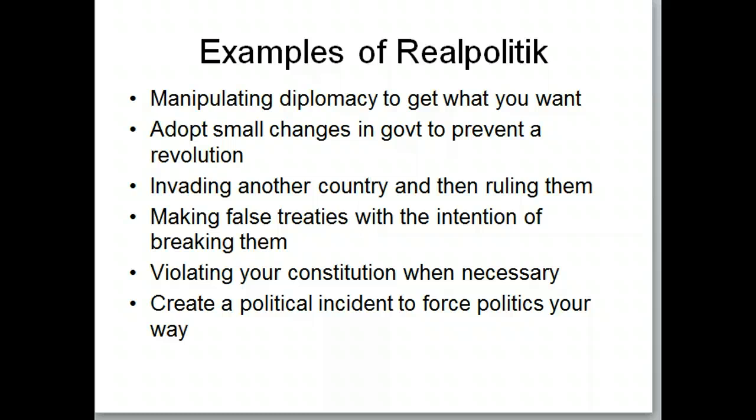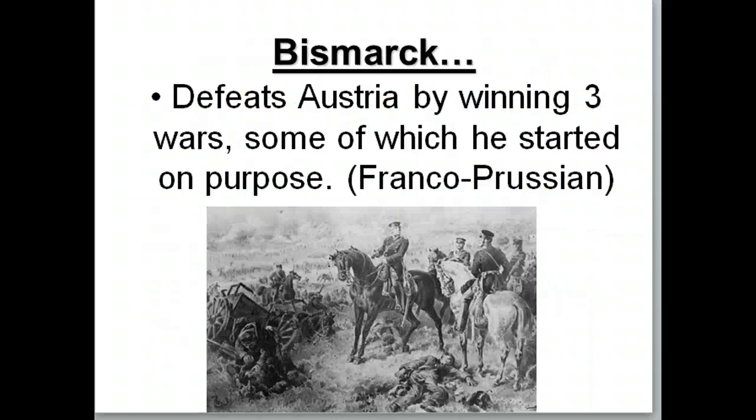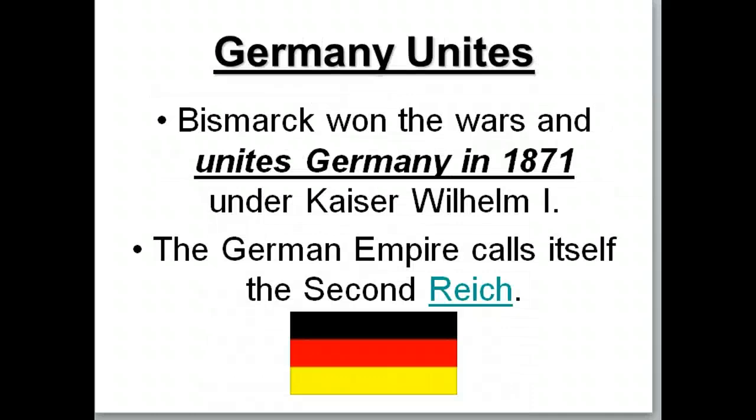Okay, so that's an example of what would happen for Realpolitik, and Bismarck's going to use a couple of these. So you'll read about more of these in the article. He's going to defeat Austria, the other powerful German state, by winning three wars, some of which he started on purpose. He starts out with the Danes, then goes to the Austrians, then goes to the Franco-Prussians. And then eventually, in 1871, after the three wars, Bismarck has united Germany.